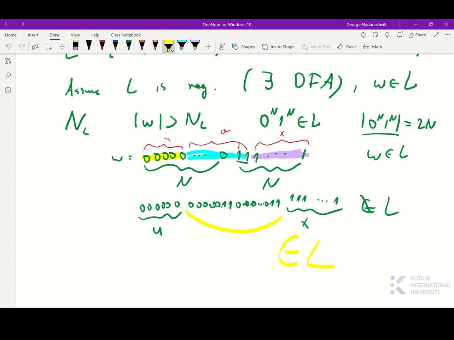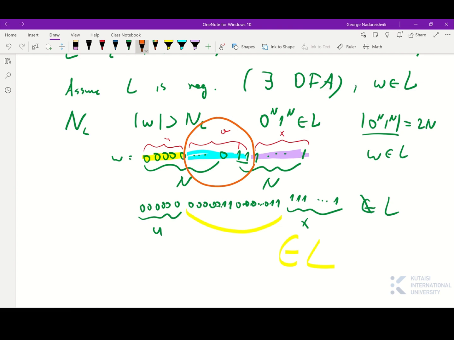But I have to look at all possibilities, how maybe U is something else. Maybe V only consists of zeros. Then what will be the problem if I pump on zeros? Exactly, you will have more zeros than 1s. If V only consists of 1s, then you will have more 1s than zeros. So it only consists of zeros, that's what you mean, right?